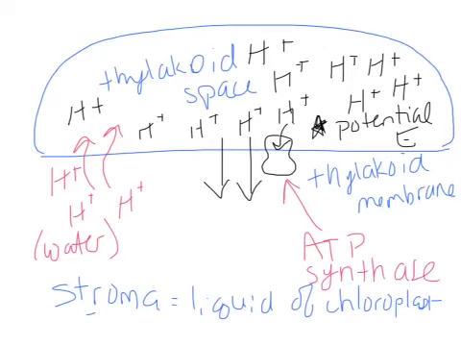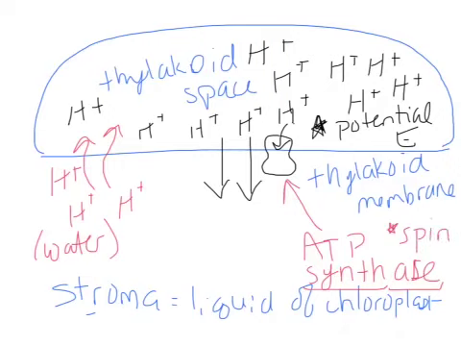Well, hopefully its name tells you what it does. ACE, it's an enzyme. Synth, it's going to make something. And it's going to make some ATP. And so as these hydrogen ions now diffuse through that ATP synthase, it makes the ATP synthase spin.